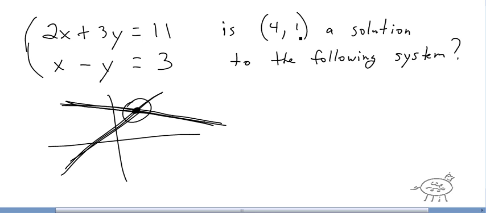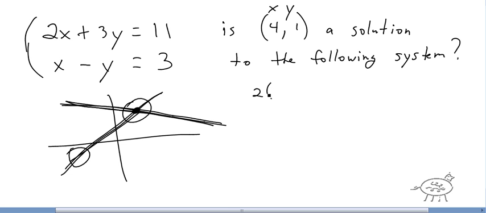So the question is, is (4, 1) a solution to the following system? What you're going to do is plug in that (4, 1), of course that being your x, y, into both equations. You cannot just plug it into one, because one could come out true, but then it would be false for the other equation. So it has to be plugged into both. It's very simple. You just plug it in.